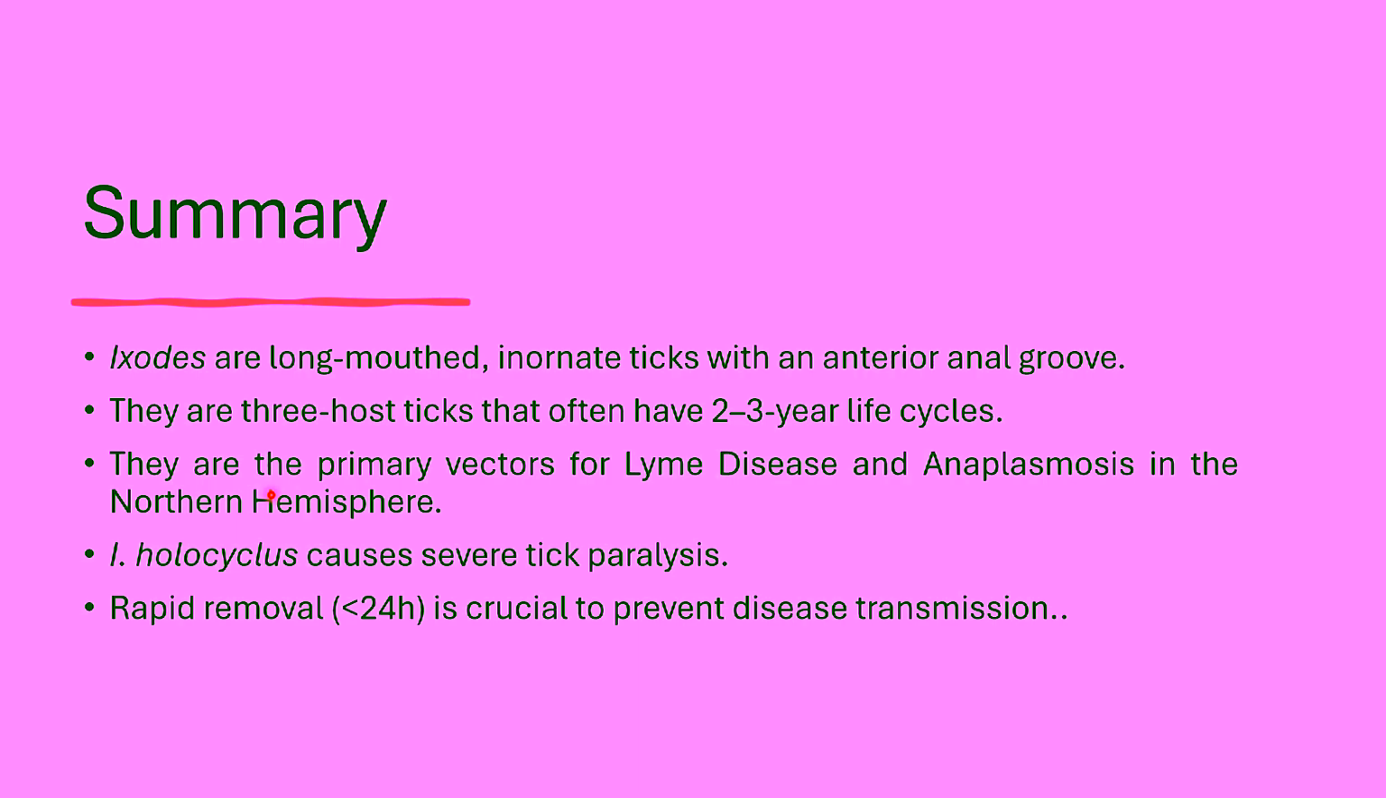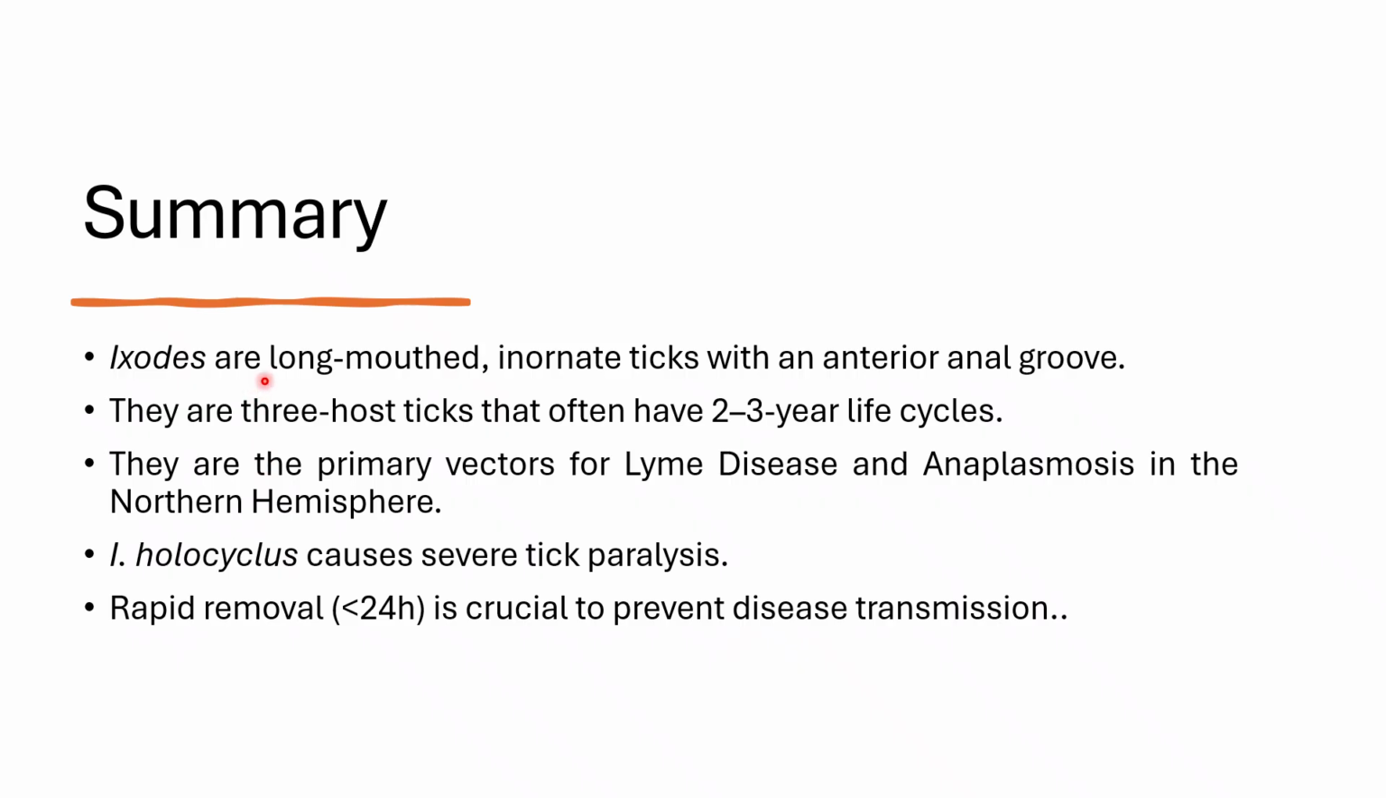Summary: Ixodes are long-mouthed, inornate ticks with an anterior anal groove. They are three-host ticks that often have 2 to 3 year life cycles. They are the primary vectors for Lyme disease and anaplasmosis in the northern hemisphere, and Ixodes holocyclus also causes severe tick paralysis, particularly in Australia. For control and prevention, rapid removal is crucial to prevent disease transmission, particularly within the window of less than 24 hours after the start of the attachment.